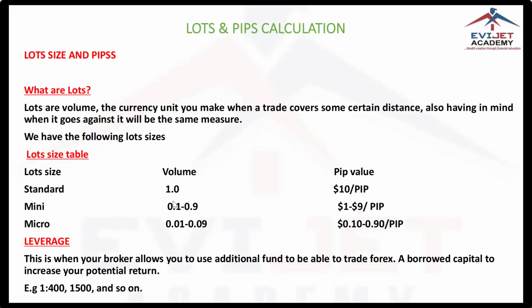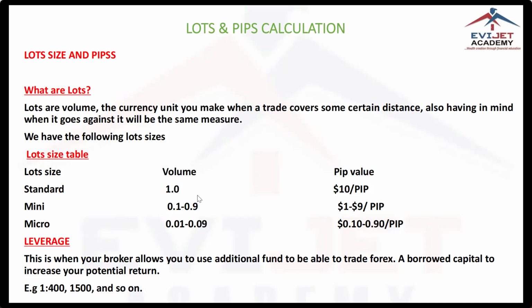In this market, a standard lot gives you $10 per pip. So let's assume you are trading EUR/USD and the take profit is 10 pips and the stop loss is 10 pips. If the trade moves 10 pips in your direction, you have made $100. If it goes against you, you've also lost $100.